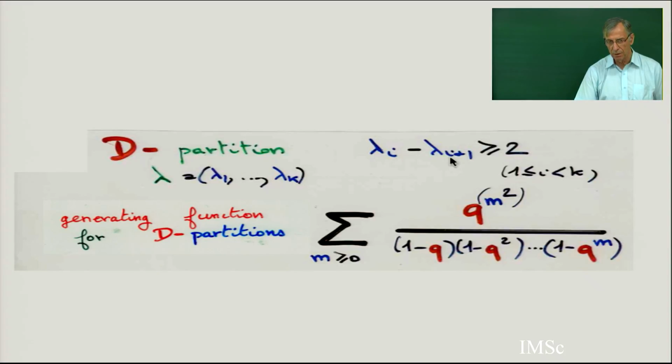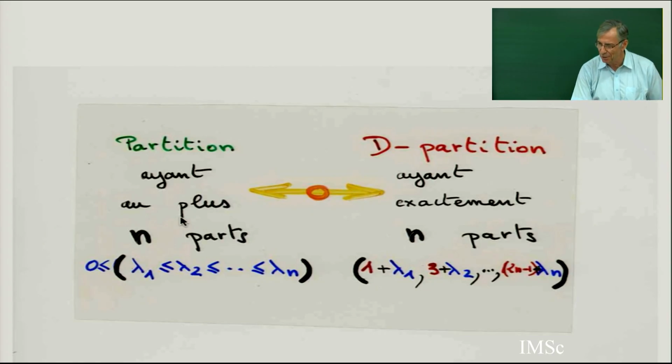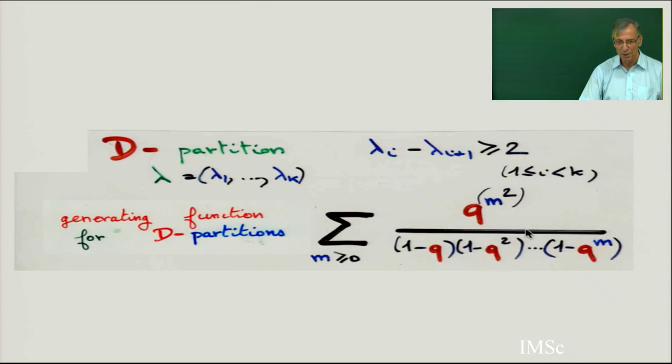D partition, it's a condition that between two consecutive parts, the difference is at least 2. And why? There is an easy bijection. This was an exercise of last year also. Find the bijection between any partition with at most n parts and D partition with exactly n parts, but there is a shift in the weight between the sum of the lambda i and the sum of the parts is going to be the sum of the parts here plus 1 plus 3 plus 5 plus etc., which is n squared, which explains this q power m squared.